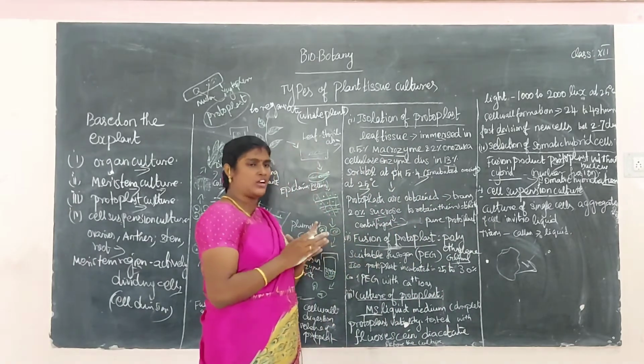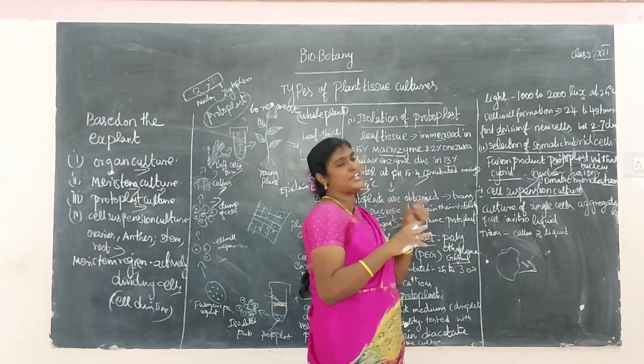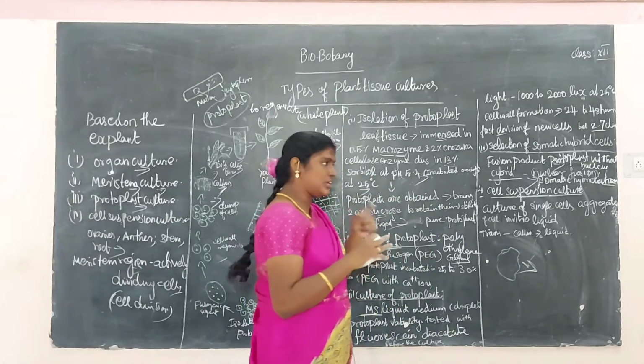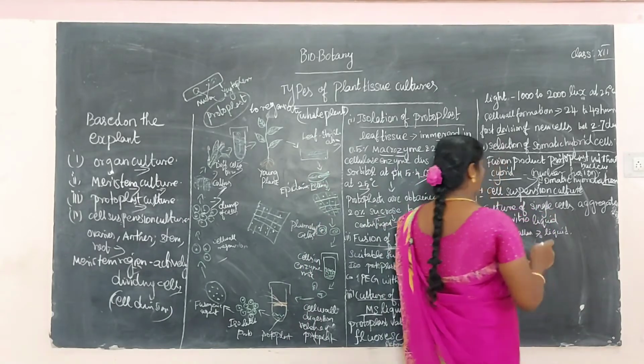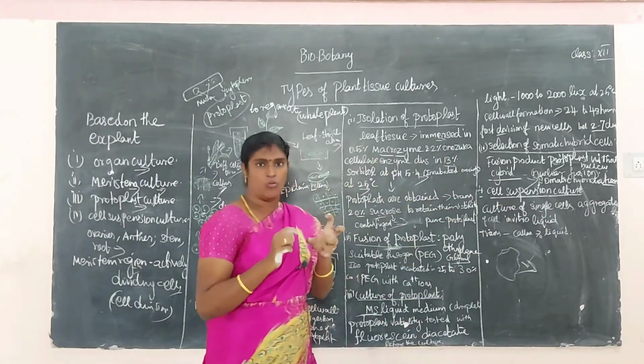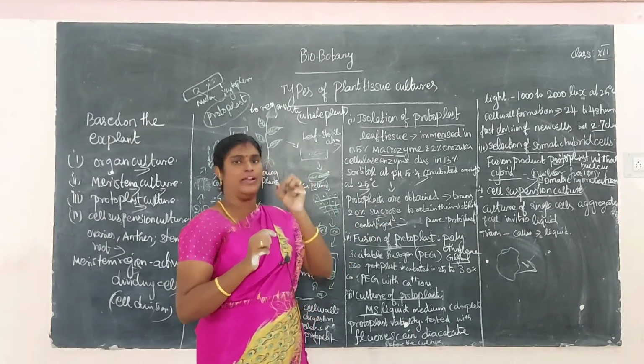The protoplast or any other cells, leaf cells or stem cells or root cells. The single cells are used in this culture, to make a whole plant. So culture of single cells or aggregate of cells in vitro is done only in a liquid medium. Liquid medium la ulla vechu valakkuradhu.